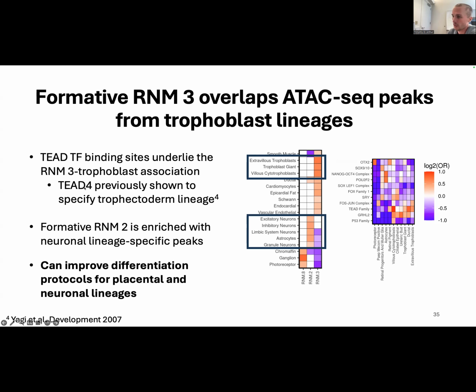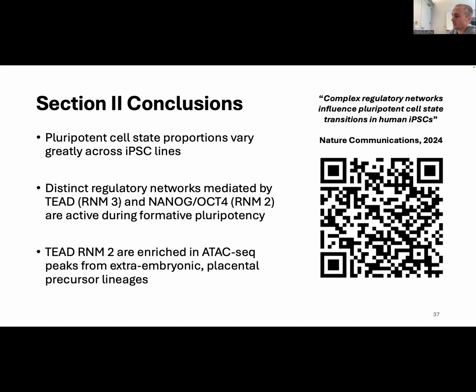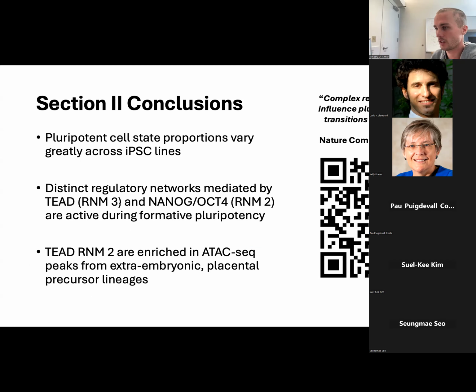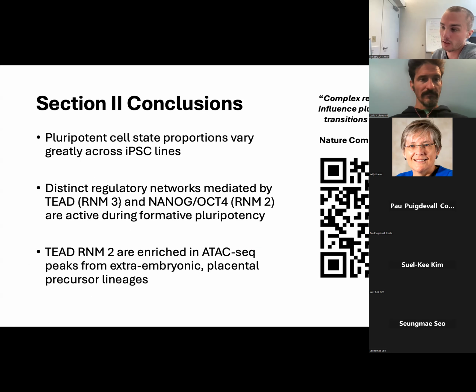And it's consistent with TEAD4 kind of specifying the lineage commitment to the trophectoderm. Again, this is a published paper. It's in Nature Communications, and the conclusions are that pluripotent cell state proportions vary across iPSC lines. There are distinct regulatory networks mediated by TEAD and NANOG OCT4 that are active during formative pluripotency. And TEAD RNM3, it should be, is enriched in ATAC peaks from extra-embryonic lineages and placental precursor lineages.